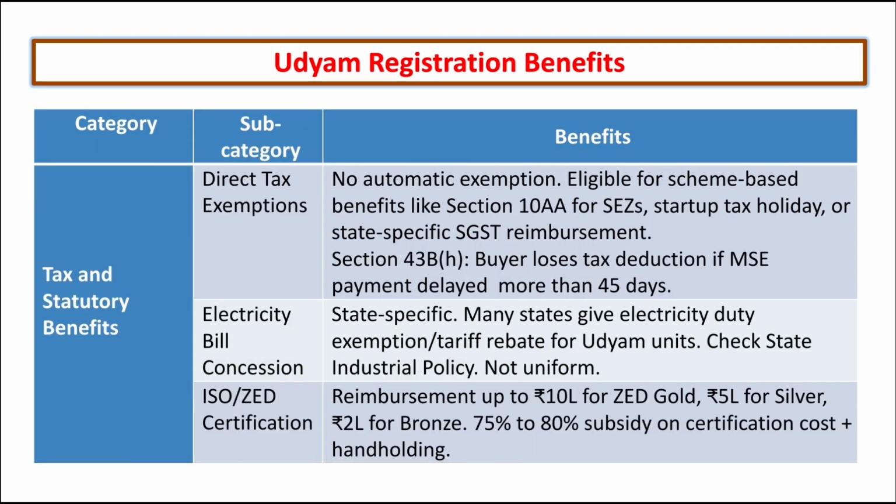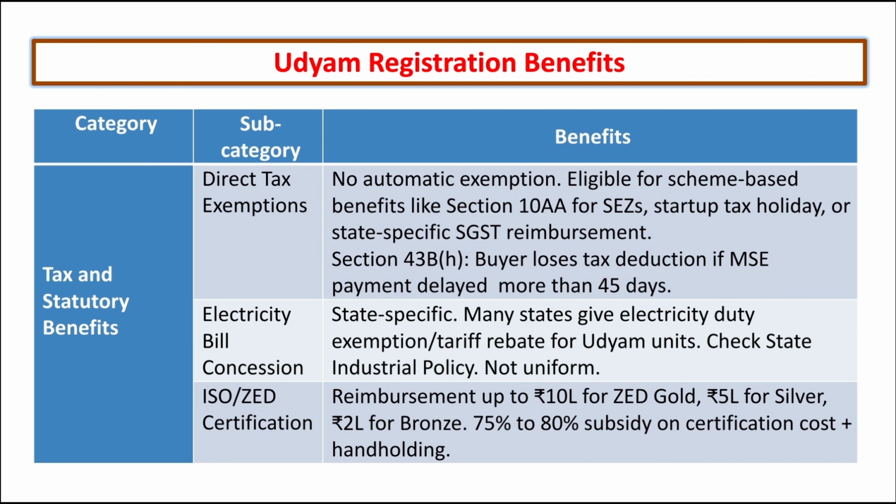Udyam registration benefits. Tax and statutory benefits. Direct tax exemptions. No automatic exemption. Eligible for scheme-based benefits like Section 10AA for SEZs, Startup Tax Holiday, or state-specific SGST reimbursement. Section 43B(h). Buyer loses tax deduction if MSE payment delayed more than 45 days.